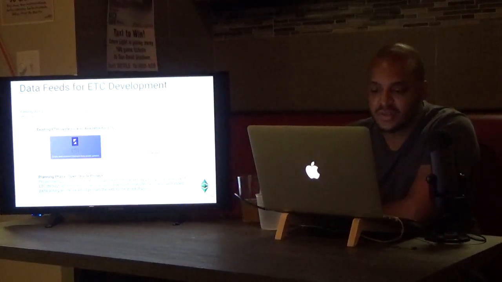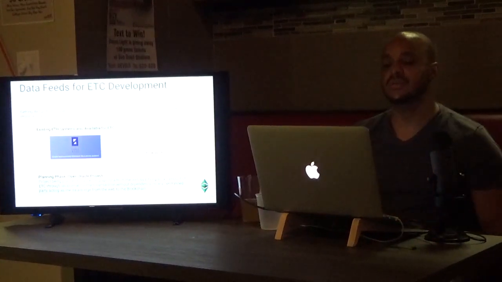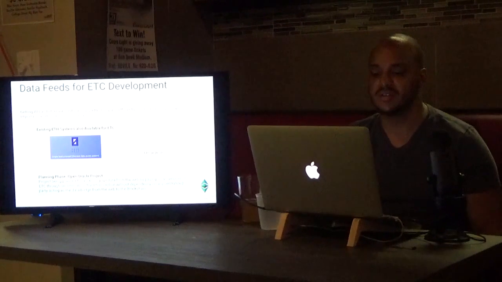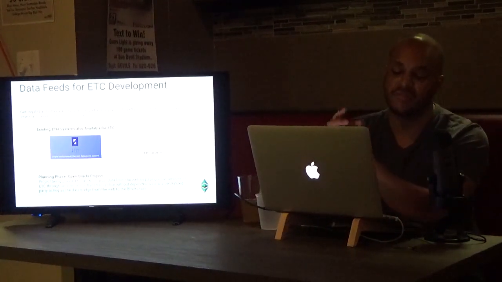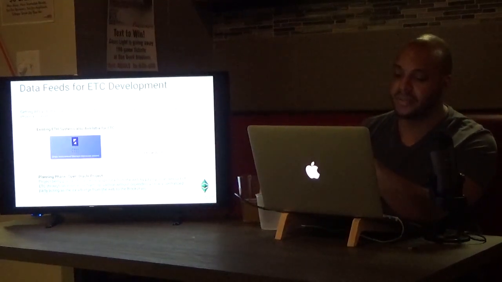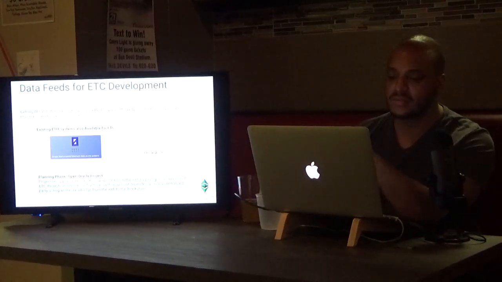Data feeds for Ethereum Classic development. If you spend any time with smart contracts, one of the bigger limitations is how do smart contracts get data from the outside world? Well, the main player in that space is called Oraclize. They recently tweeted that they will support Classic fully.